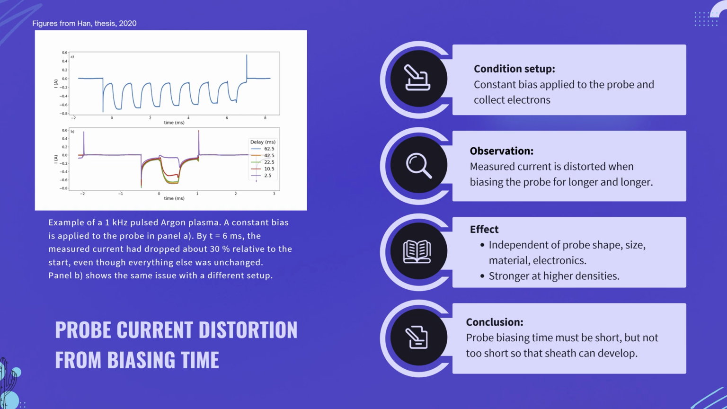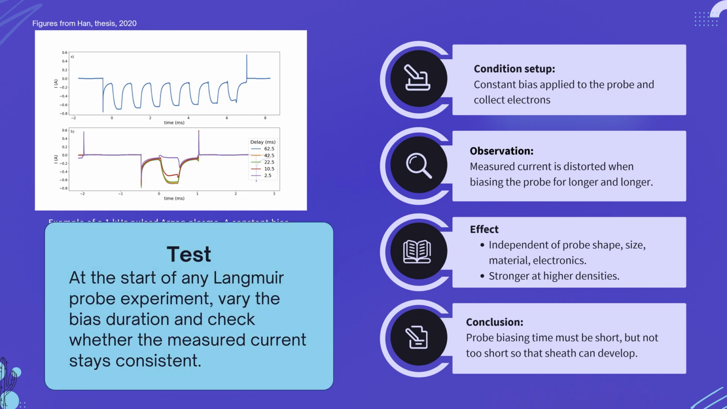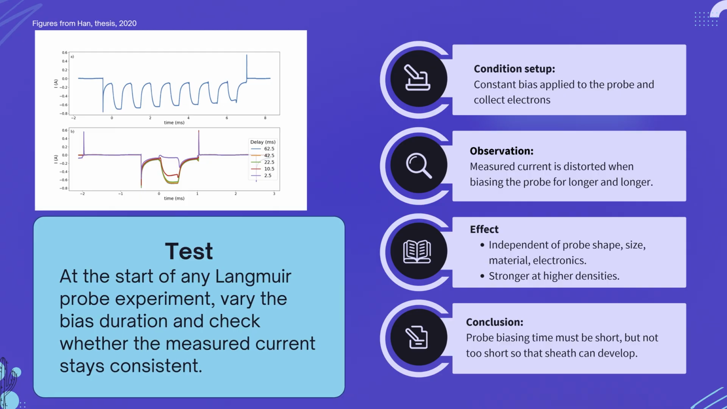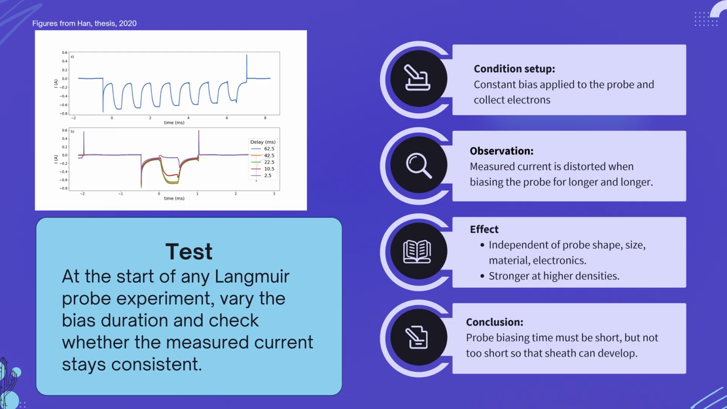There is no single safe biasing time. It really depends on the specific plasma conditions in each experiment. However, a simple test can help. At the start of any Langmuir probe experiment, vary the probe settings and check whether the measured current stays consistent. If it does not, you have gone beyond the time window where the measurement remains reliable.